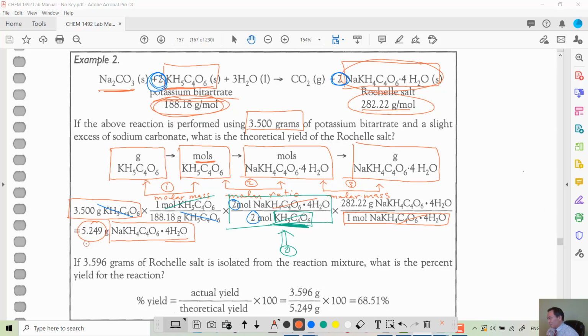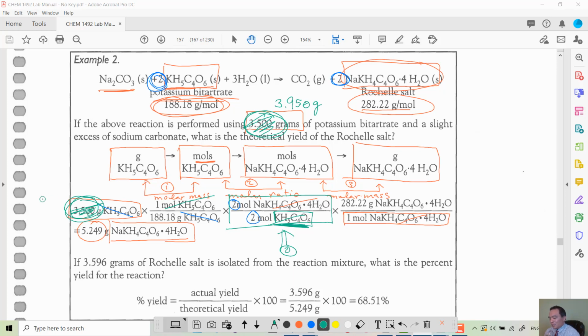As I mentioned, in the data we're going to provide you, you will have a different number than 3.500 grams. So how do you do your calculation? Let's say the number you have over here is not 3.500. Rather, you have 3.950 grams. When you do your calculation, the only number that you're going to change is this 3.500.